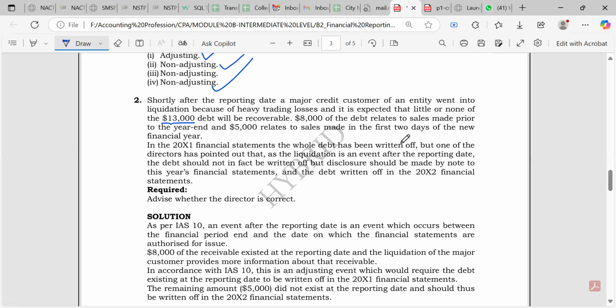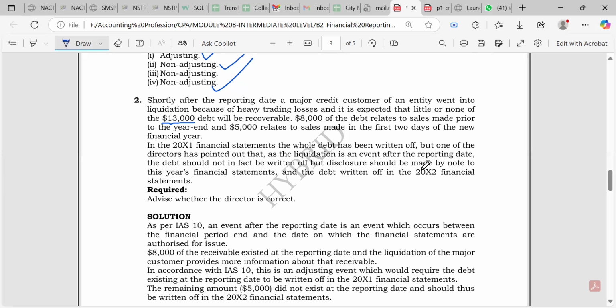Then we are told in the 20x1 financial statements, the whole debt has been written off. But one of the directors has pointed out that if the liquidation is an event after the reporting date, the debt should not in fact be written off, but disclosure should be made by note to this year's financial statements and the debt written off in the 20x2 financial statements. So this is what the director is suggesting.